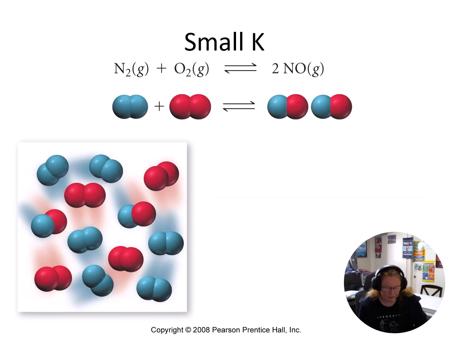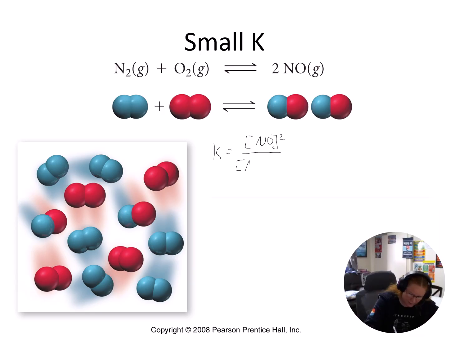Conversely, I have this situation. I have a small K. So my K here has nitrogen monoxide raised to the second power, over nitrogen and oxygen. This is similar to the previous reaction, where my product was raised to the second power and my two reactants each had no coefficient. So this is small, and so this will be less than 10 to the negative third. Again, this is at equilibrium.